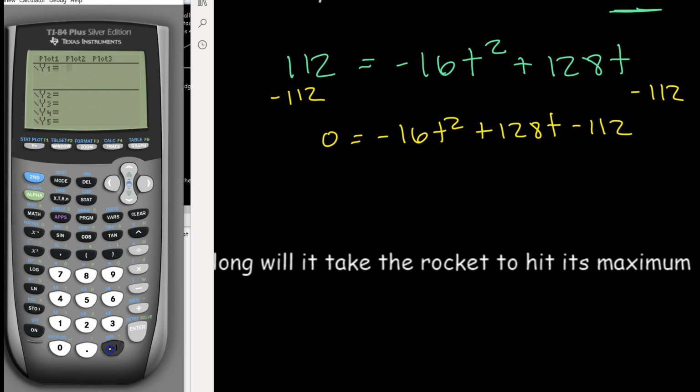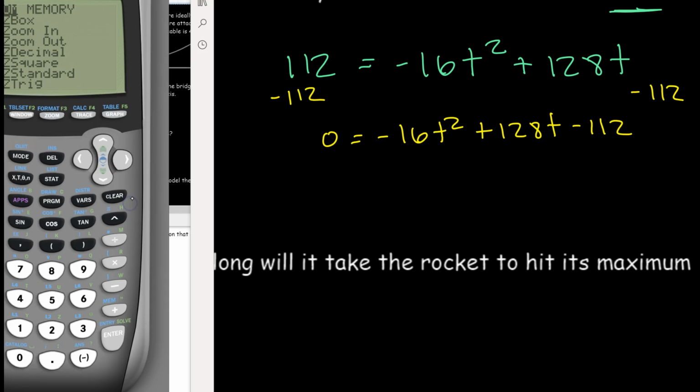So I'm going to put in negative 16. Now, what do I change that t out for? X squared plus 128x minus 112. And I'm going to look at the graph. If the graph doesn't show it nicely, which does this really show it nicely? No. Not really. Do you know what you hit? Zoom. Hit zoom. Then what do you hit?